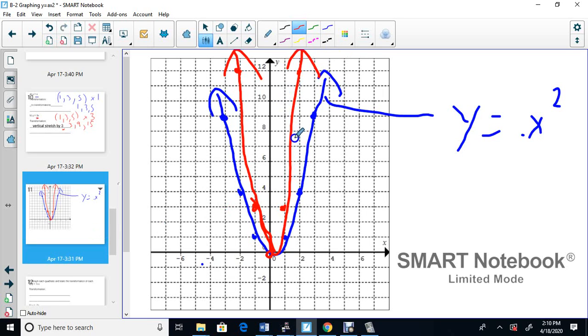Okay, for this graph, I just didn't label it, so I'm going to add my label here. Y equals 3x squared. Okay, now we're going to move on to the next one. So if you have two graphs on the same grid, you should label both of them. Let's go on to the next.